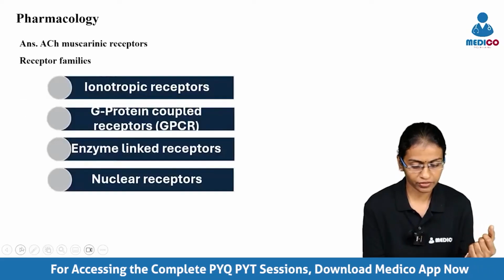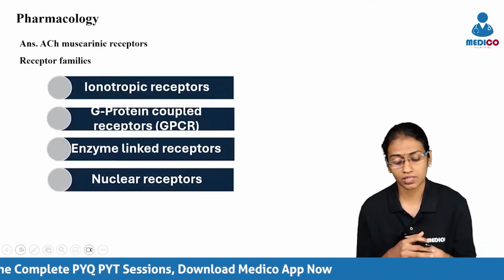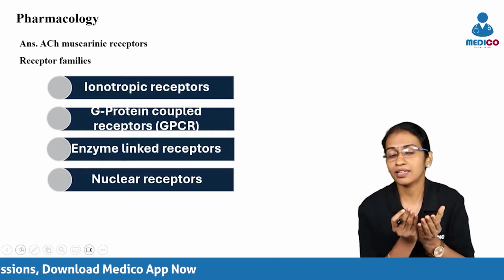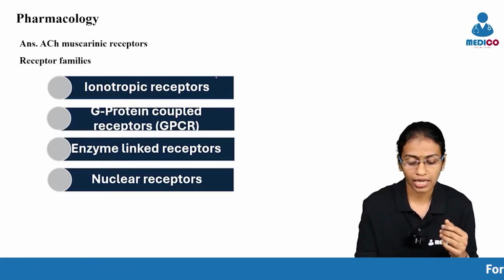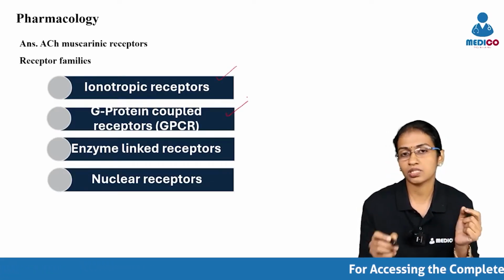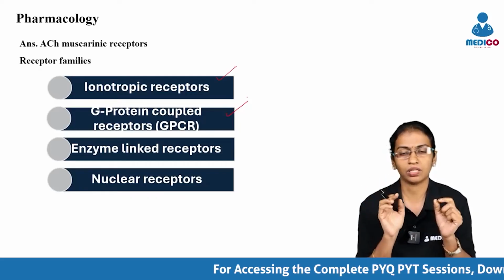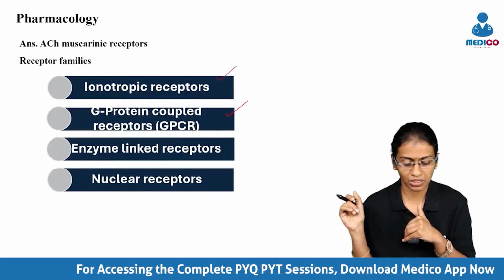Then you have ionotropic receptors, which are ligand gated receptors. You have an ion channel in between. That is what is ionotropic. The G protein coupled receptor is linked with the G protein, and it brings about the action subsequently.